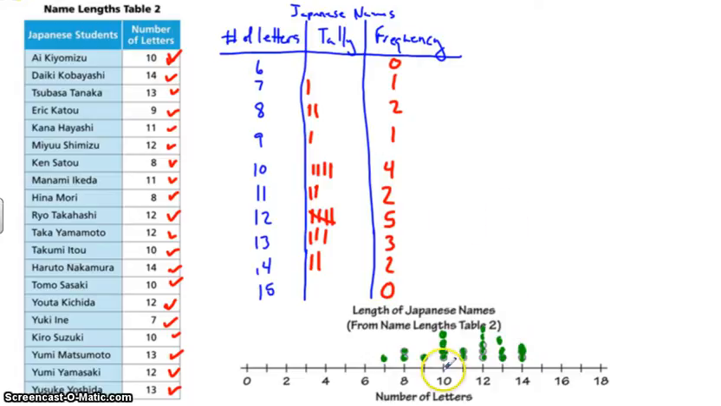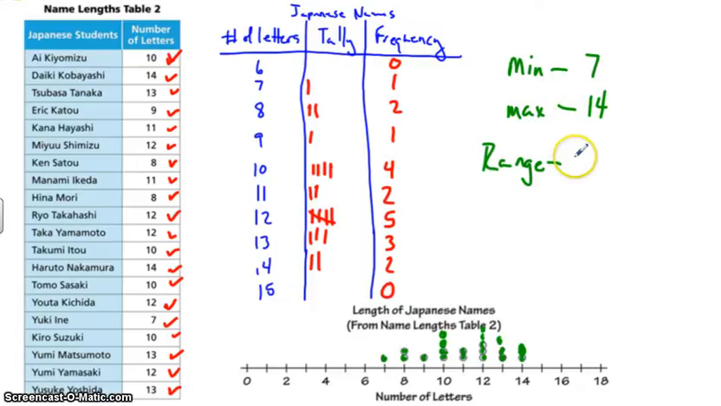So now I can look at this and I can find the minimum number. Because in order to find the range, we need to know two things. We need to know the largest number, known as the maximum, and the smallest number, known as the minimum. So the minimum number would be the smallest, and that is 7. And our maximum number would be our largest, or 14. Now, the range of our data set is the difference between our minimum and our maximum. So 14 minus 7 is 7. So the range of this information is 7.